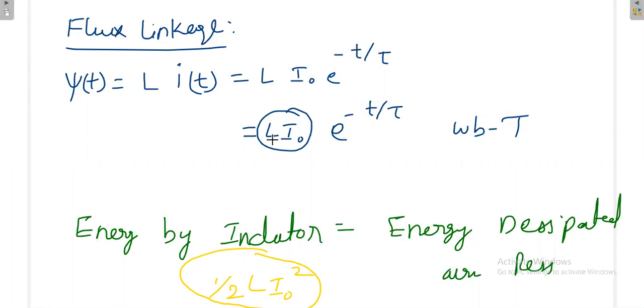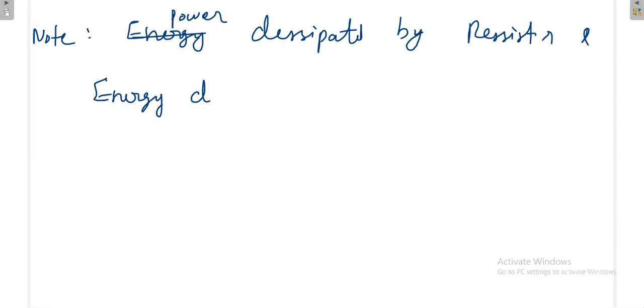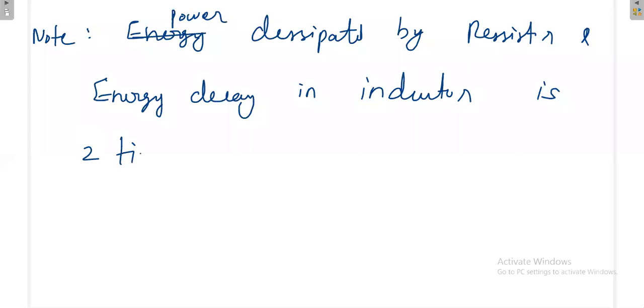Finally, note: power dissipated by the resistor, generally power, but we calculate the energy, and energy decay in the inductor are two times faster than the current or voltage decay.